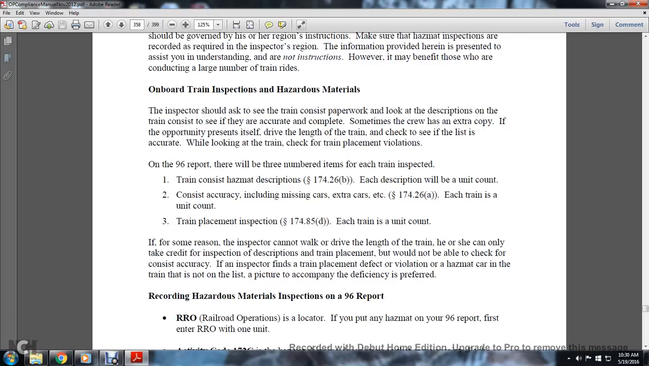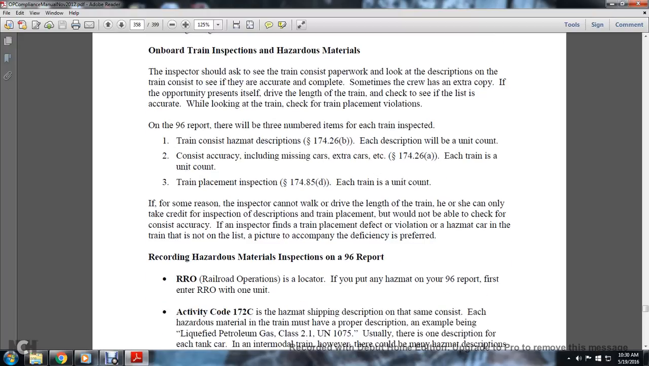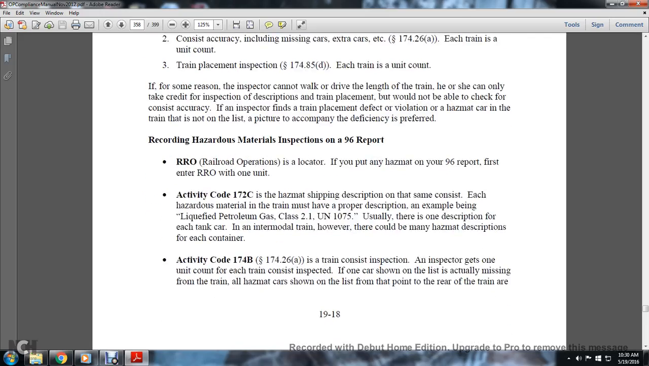If for some reason the inspector cannot drive the length of the train, he or she can only take credit for the inspection of the description of the train and the train placement, but would not be able to check for consist accuracy. If the inspector finds the train placement defective, for example a violation of a hazmat car in the train that is not on the list, a picture of the company and the deficiency is preferred.